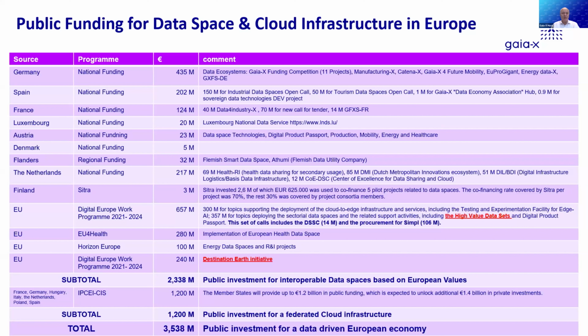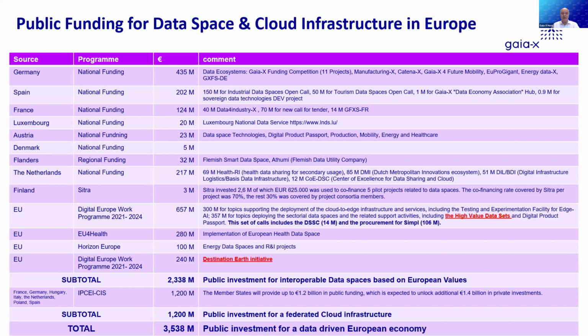And you see here a list we have started to put together. So it's not yet complete. And if you should have any additional investments you are aware of, which are not listed here on the different member states level. So you see here a lot of member states investing into data spaces, and highlighted in red also some investments, or especially some investments of the European Commission when it comes to the creation of what is called the high value data sets, and also the Destination Earth initiative. So in total, more than 3.5 billion euro are spent into the creation of interoperable data spaces.